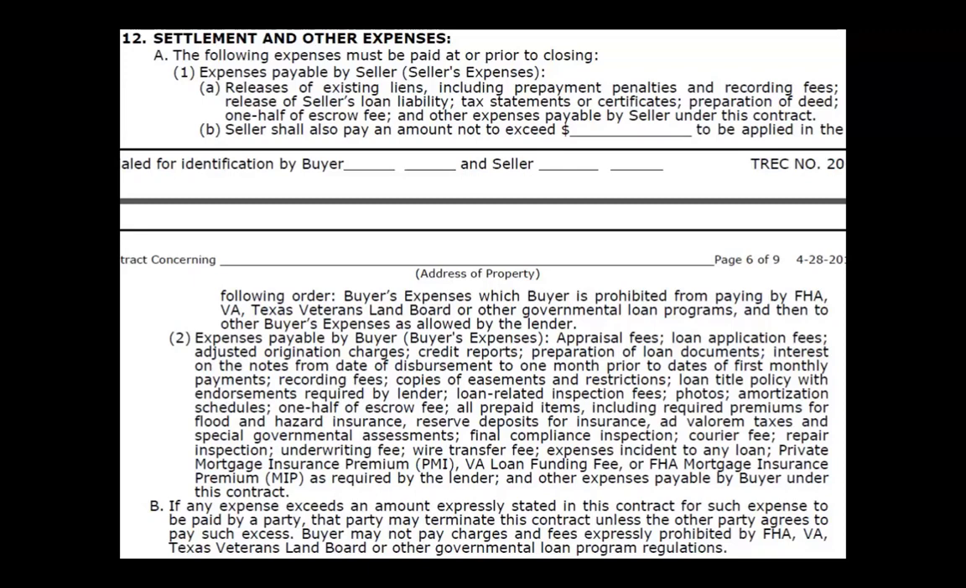This is kind of interesting. If there's an expense that has been agreed upon in the terms of this contract and the expense ends up being much greater than what everybody thought it was going to be, then this is saying that the party can get out of the contract. The contract can be terminated if expenses end up being more than what they expected.